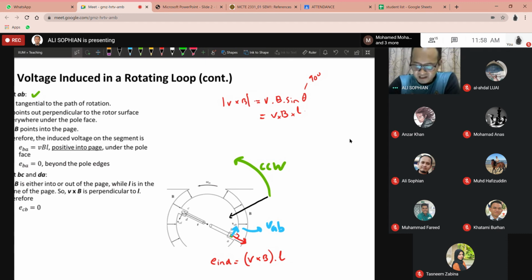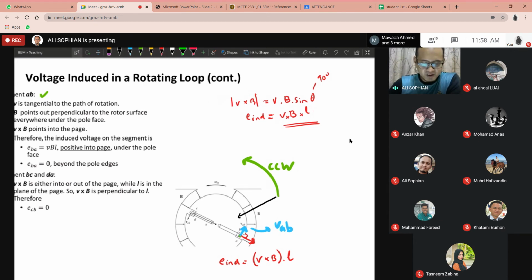The magnitude of the voltage that is induced is simply VBL, and it's positive into the page. You can use the right hand rule to determine the direction of the current. Can we verify the right hand rule? Because remember, for induction of voltage we use the right hand rule, and for the induction of force, we use the left hand rule.